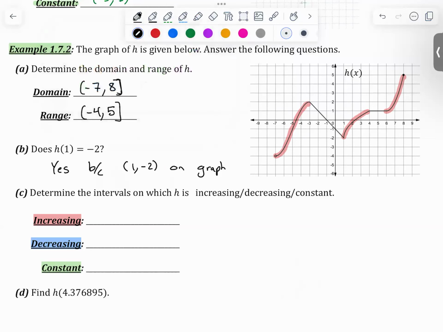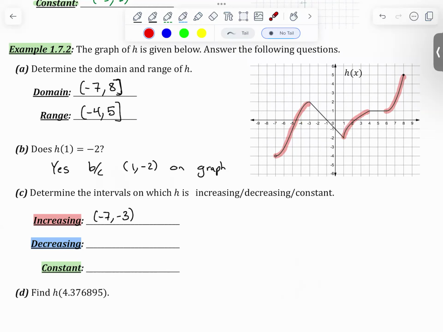So increasing from -7 to -3. Remember, that's not a point. That's not the point (-7, 3). That's the interval. That's the x interval, -7 to -3, because that's where we're increasing in terms of x. Our function starts increasing at x equals -7 and stops increasing at -3.